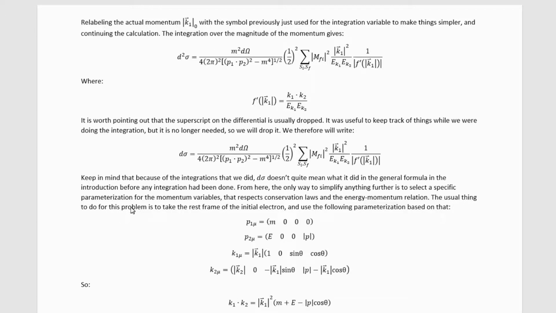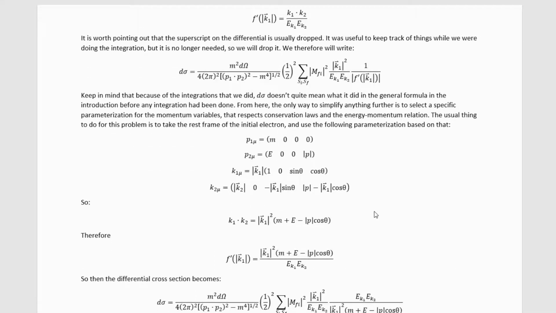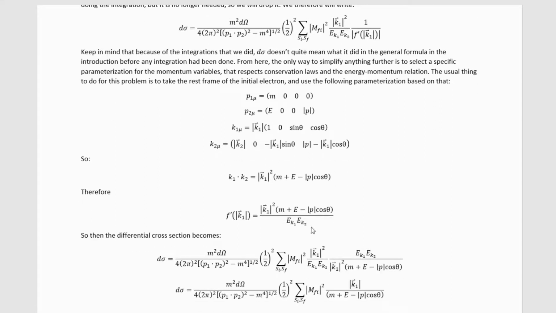The usual thing to do for this problem is to take the rest frame of the initial electron. This is what gives us the standard result. With that piece of information, we can then use kinematics and a bit of trigonometry to work out this parameterization. We can now work out what this f prime function is in terms of that parameterization, which is more useful to us. If we take this dot product with these values for the momentum vectors, we get this result, and therefore the f prime function has this value.